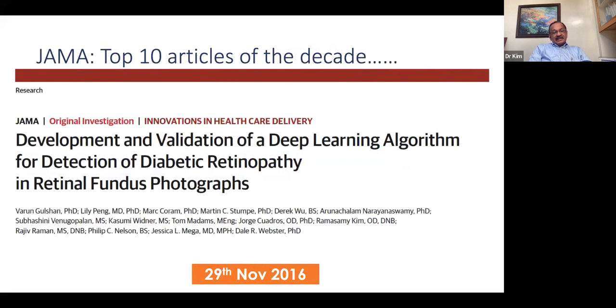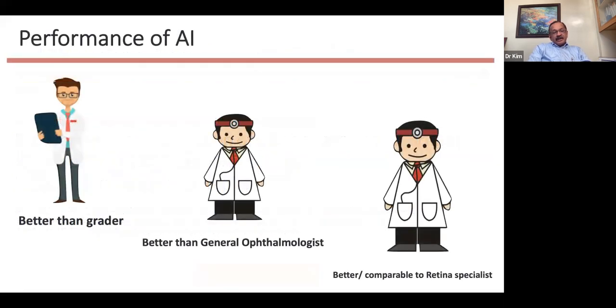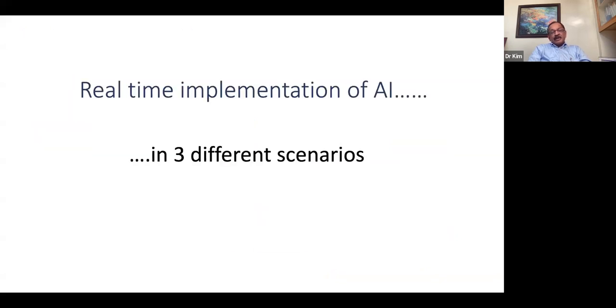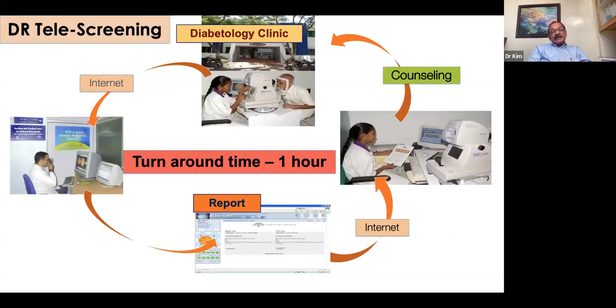This was one of the landmark papers which showed how well the learning algorithm was working in detecting diabetic retinopathy. The performance of AI was seen to be better than a trained grader or better than the general ophthalmologist, or it was even better or comparable to what a retina specialist was doing. So what it meant is that we could implement it in real time. So we went ahead and implemented it in 3 different scenarios.